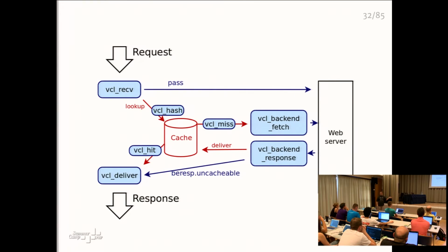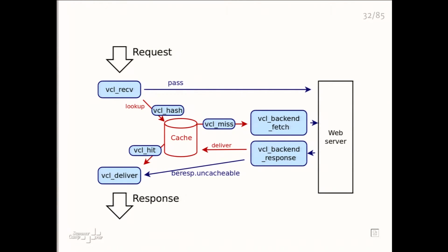So the receive function has to decide whether it wants to attempt a cache lookup or whether it wants to pass to the backend. And passing typically happens when you have a post request, or when there is a cookie in the request. Varnish would say, well, I don't even try to look at the cache. It doesn't matter. I know that I have to go to the backend.